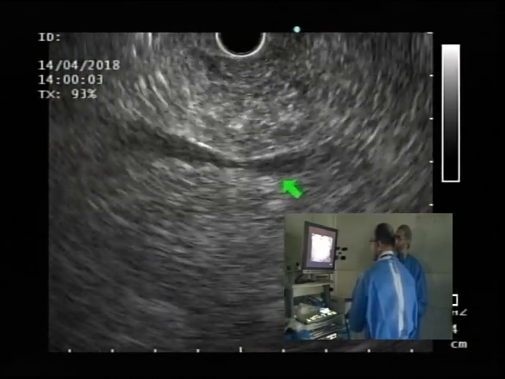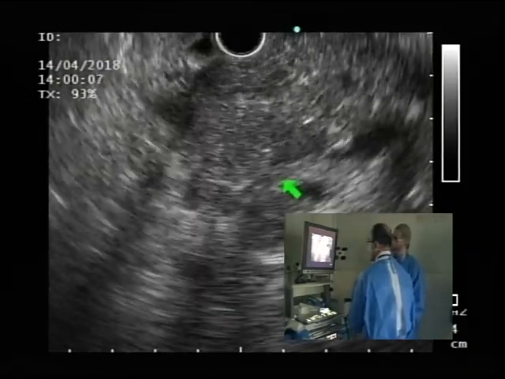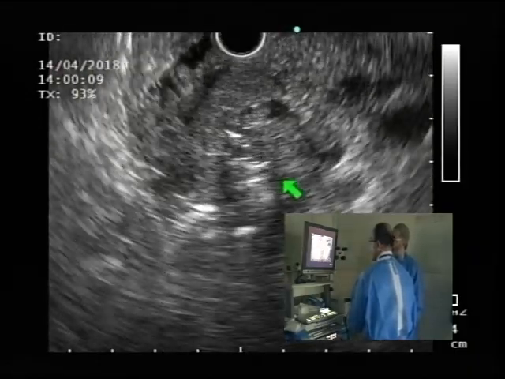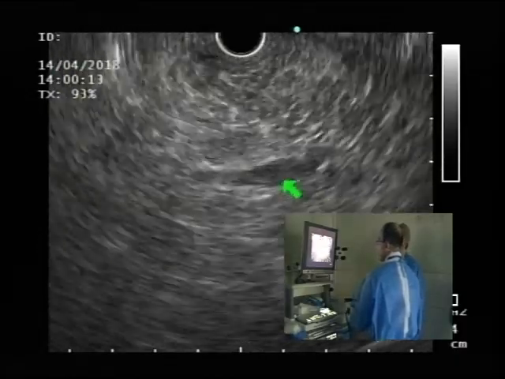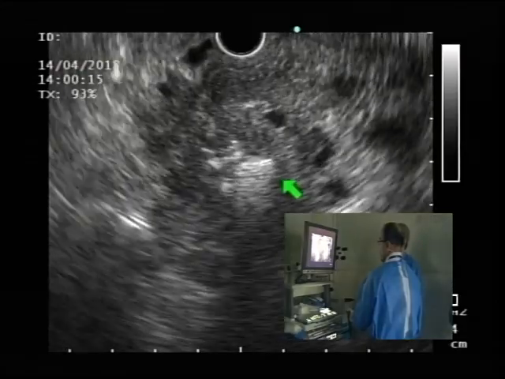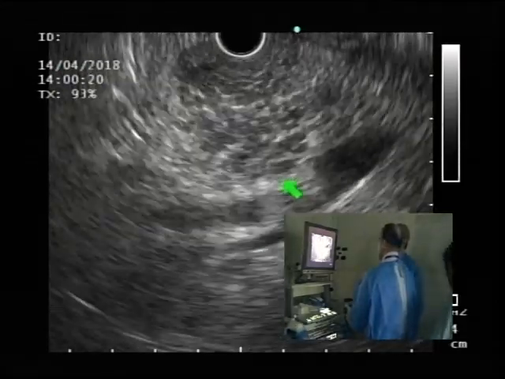And this is the splenic vein, and that's coming into the confluence here. It does look like there's air in the lesion. Or we saw it from the bulb, it can be sampled from the bulb as well.